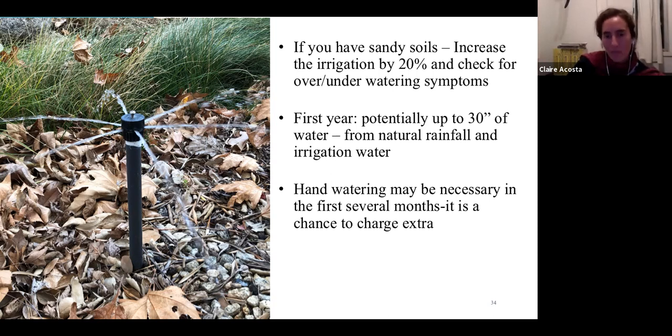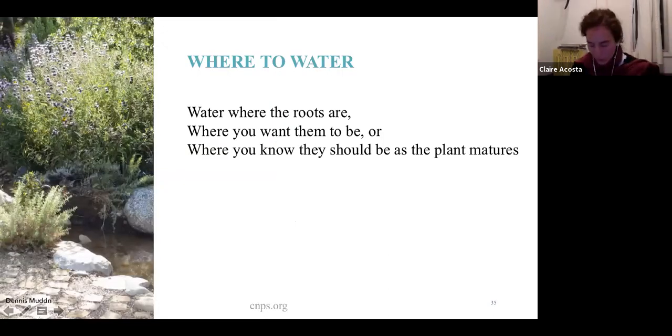Hand watering definitely could be necessary in the first several months, because sometimes it's difficult to have the perfect irrigation system, right? With drip or whatever, they might not work perfectly. So having the hand water so that you can adapt and be flexible to whatever your garden needs is sometimes just necessary in the first couple months. Let's see, I'm going to do 2 more slides and then we can do a Q&A part.